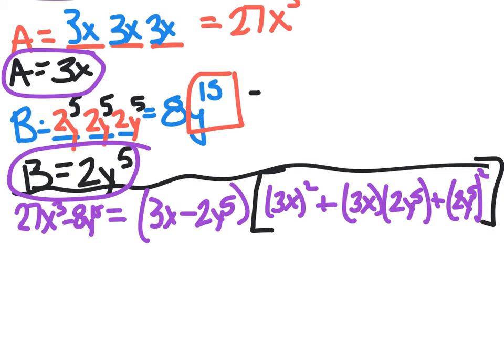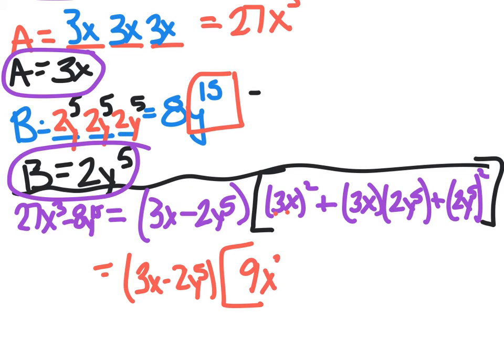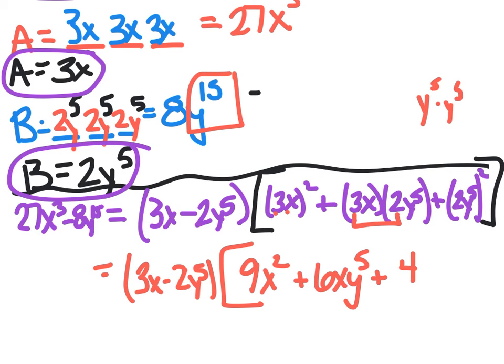All right, and now I'm just going to clean that up. Obviously that's the important part. So I have 3x minus 2y to the 5th times, when I square the 3, I get a 9, and when I square the x, I get x squared. Multiply these, so I'm going to say that's plus 6xy to the 5th, always positive. Square the 2, I get a 4. Remember, y to the 5th times y to the 5th, when I multiply, add those, and I get y to the 10th. And there you have it. There is our difference of those two perfect cubes.